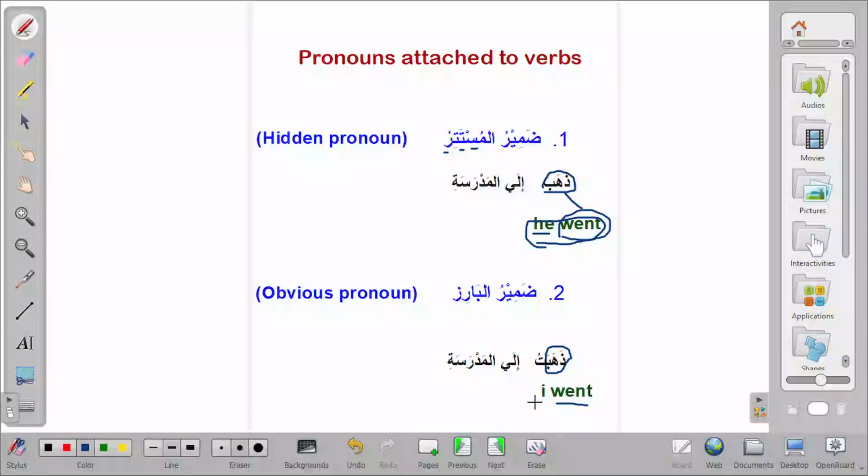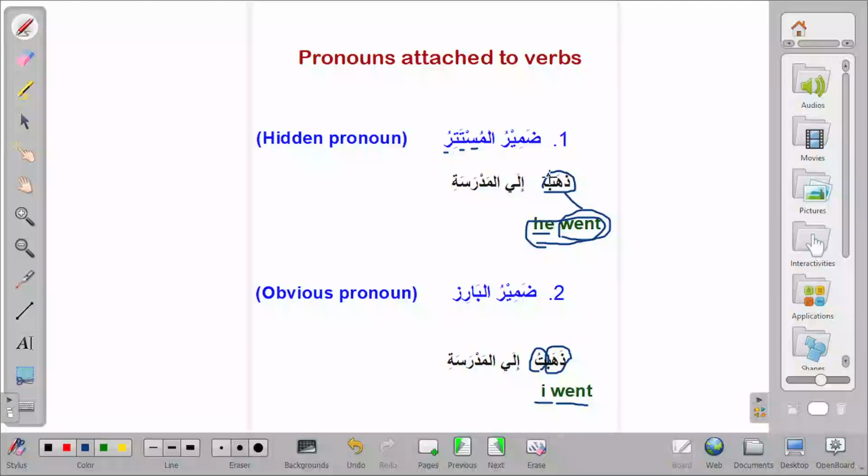But this I went is where? Is it not the ta that is being attached? Right. Yes, it is the ta that is attached. So this domir that is attached, it corresponds to the I. So we can see it. It is obvious. So that's what we call obvious pronoun. Domirul baris, obvious pronoun. When the verb comes with a pronoun attached to it. I hope that is clear. So that particular type of pronoun is what we mean by the domirul baris. I hope that is clear.